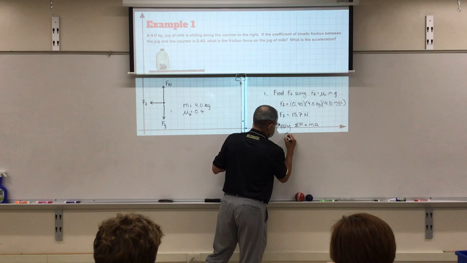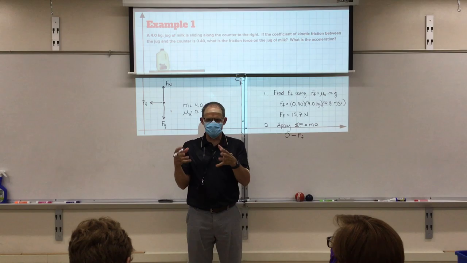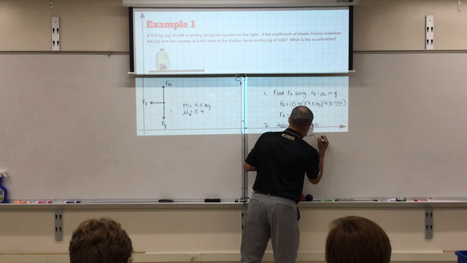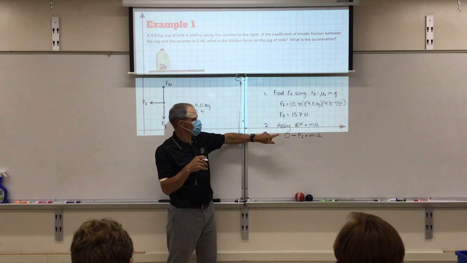To the right. Trick question, sorry. What force goes to the right? There is no force to the right. So the forces to the right minus the force to the left, which is F of F, that is the net force. The net force is the unbalanced force. You take the forces to the right minus the forces to the left. That equals the mass times the acceleration.